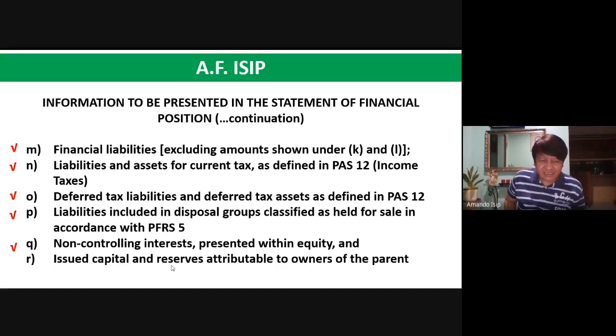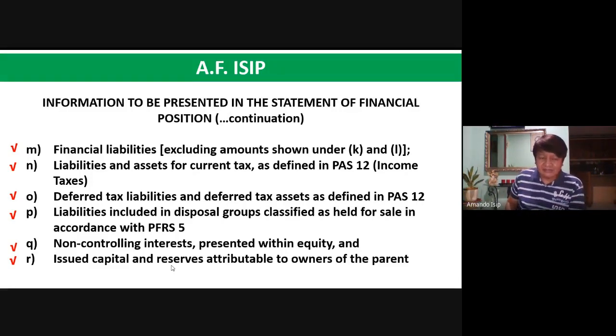Our company invested in the shares of stocks with another company. Our investment in that particular company is very minimal. Example, it is only 10%. That investment of 10% will be considered non-controlling interest because we are only minority shareholder. Remember, if you are just a minority shareholder, you cannot control the whole company. That is why your interest in that particular corporation is considered non-controlling.